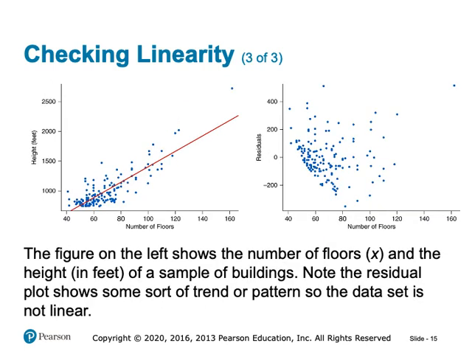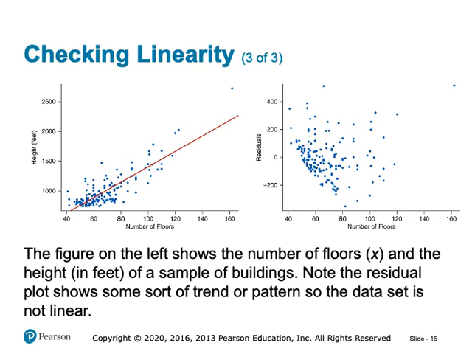Let's now look at an example where the linearity condition is not met to understand how this affects our model. On the left side of the slide, we have a scatter plot showing the relationship between the number of floors in a building and the building's height in feet. The red line represents the linear regression model's prediction of this relationship. On the right side, you see the corresponding residual plot.